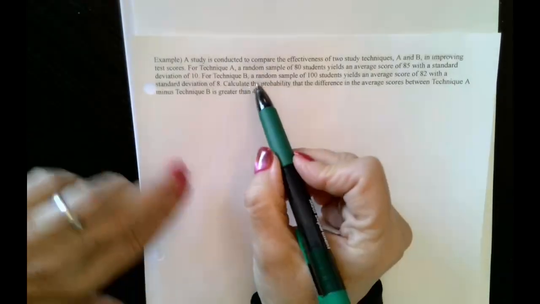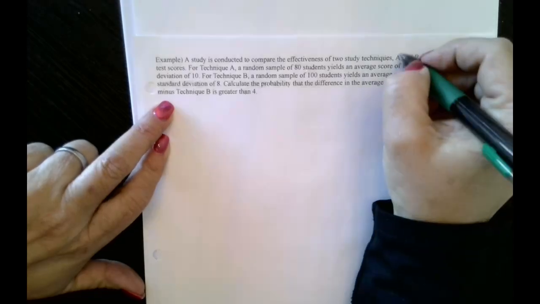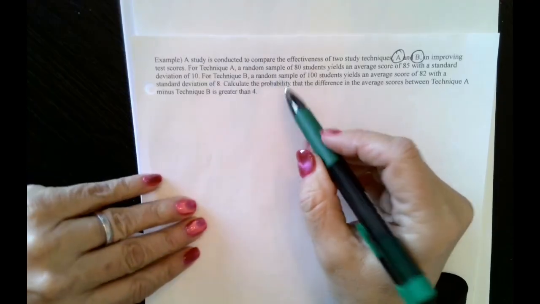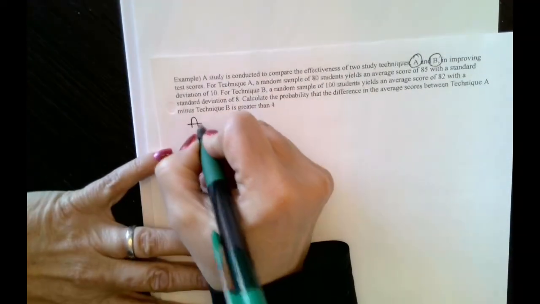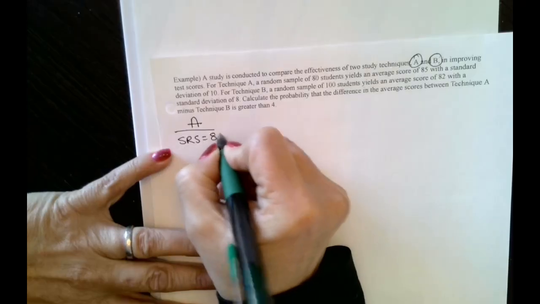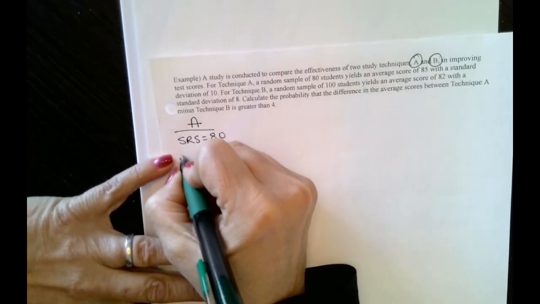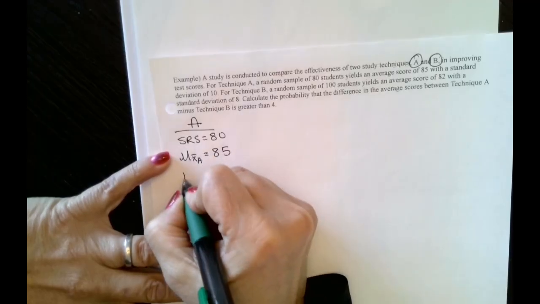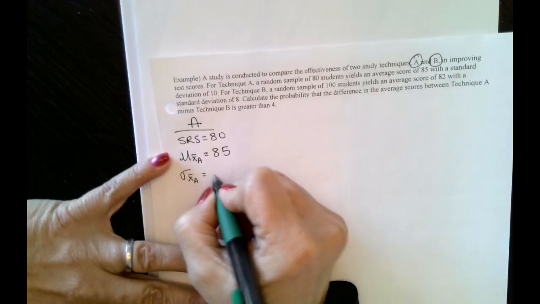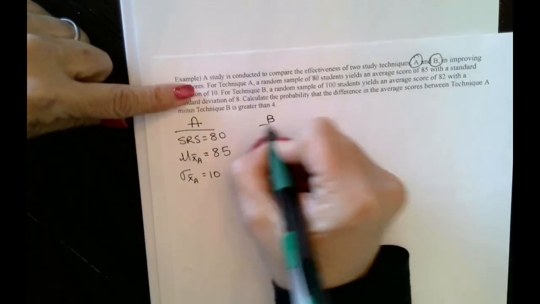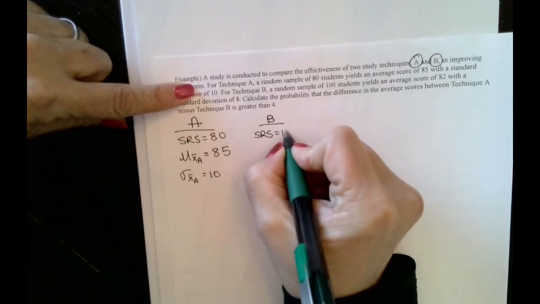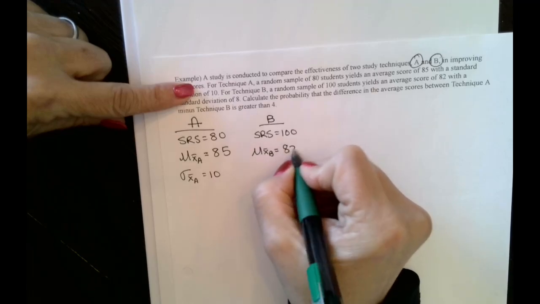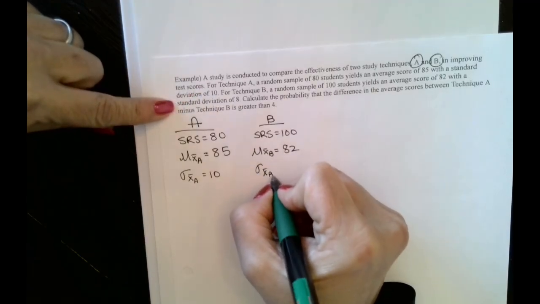This says, a study is conducted to compare the effectiveness of two study techniques, A and B. So we have two things for improving test scores. For technique A, a random sample of 80 students. I'm just going to write all this stuff down. So for technique A, we have a random sample of 80 students, and we have an average score. So the average score of these students is going to be 85, with a standard deviation of 10. For technique B, we have a random sample of 100 students. The mean is going to be 82, and a standard deviation of 8.